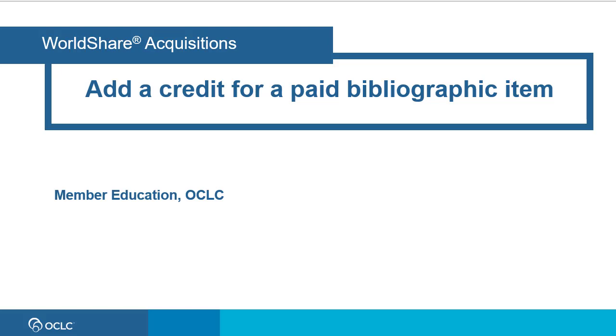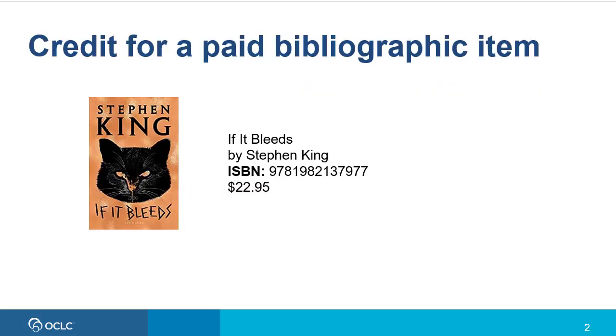In this video, you'll see how to add a credit for a paid bibliographic item in WorldShare Acquisitions. So let's say I received this item, If It Bleeds by Stephen King, and already paid the invoice. But then I discover that there's some damage to my copy and several pages are unreadable. So my vendor agrees to give me a credit for the item and will ship another copy later.